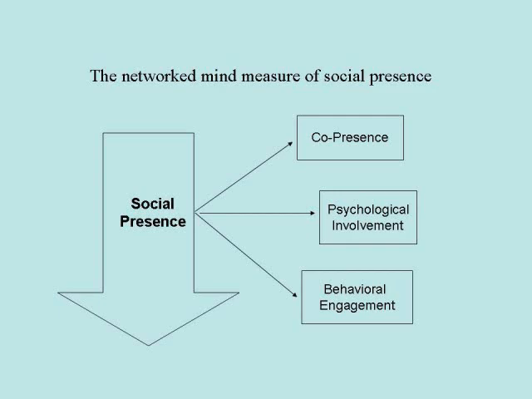Along with these two measures is the networked mind measure of social presence. This method has 3 dimensions: co-presence, psychological involvement, and behavioral engagement. Co-presence is the degree to which the observer believes he or she is not alone and secluded.